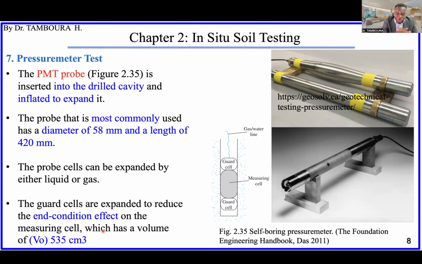And then, you need the initial volume to know its volume change. Because as we explained previously, this is about monitoring the volume change and the pressure applied and the volume change going with it. So you need to know the initial volume before you are able to understand what is the amount of change in the volume.